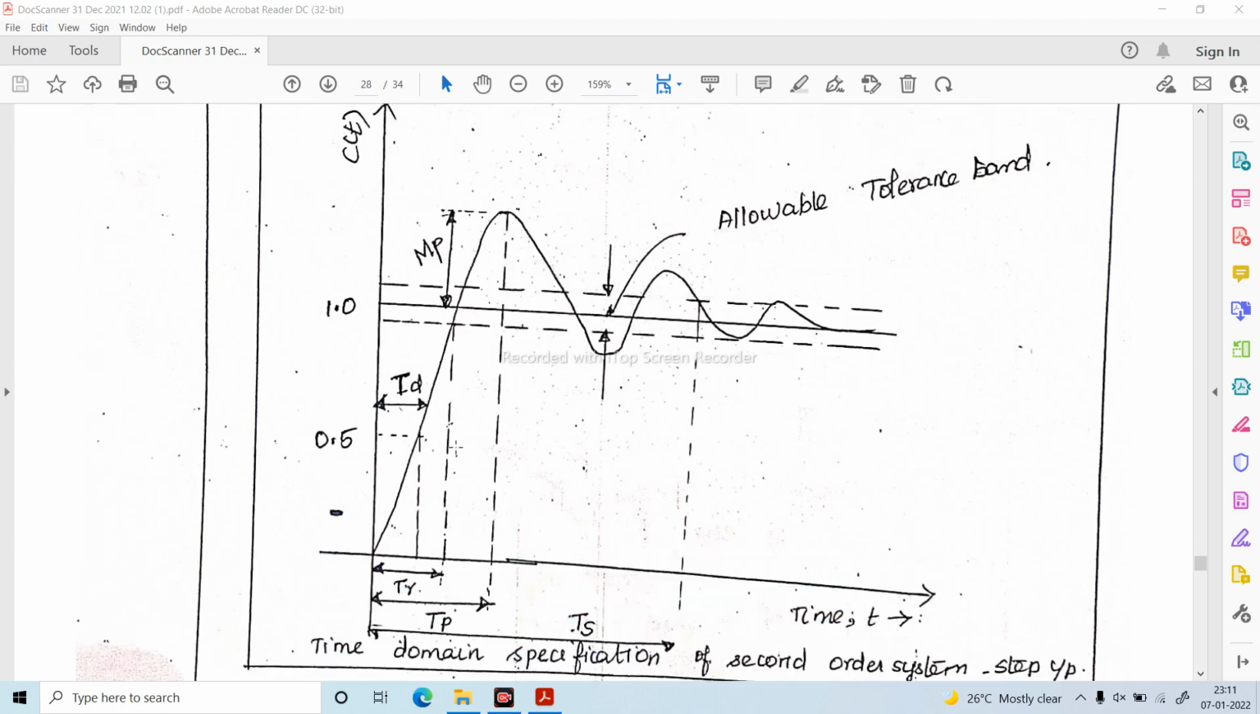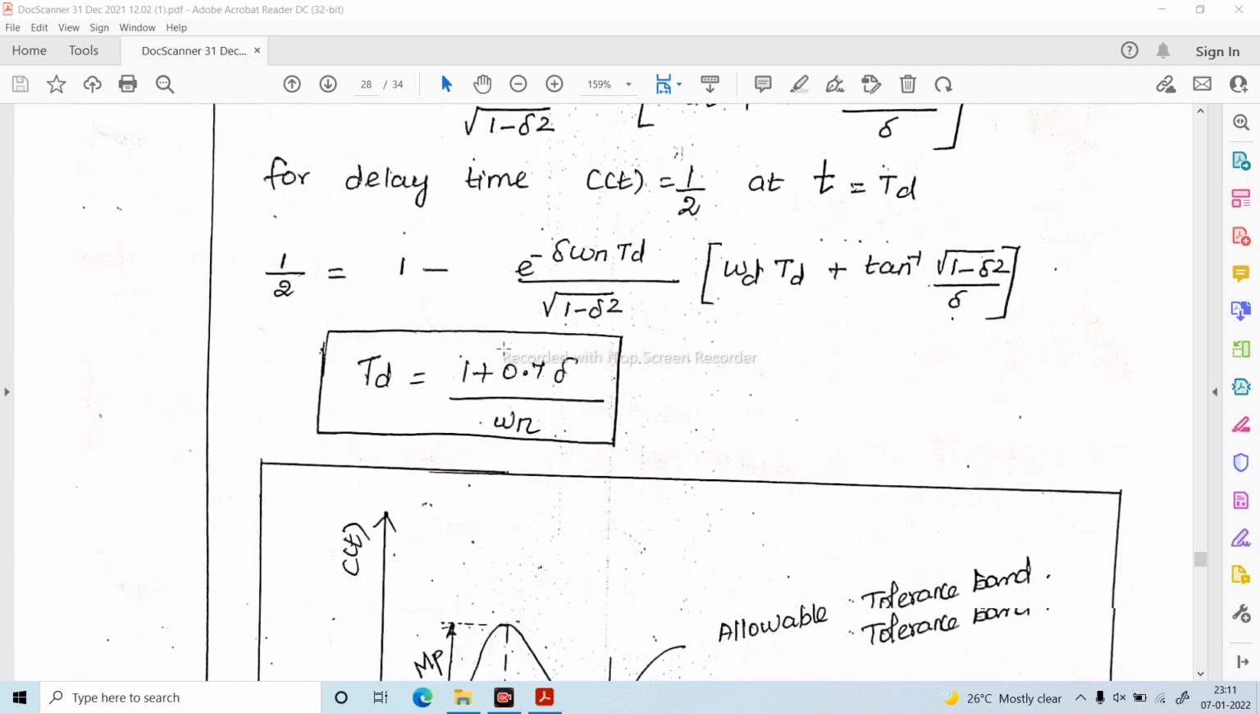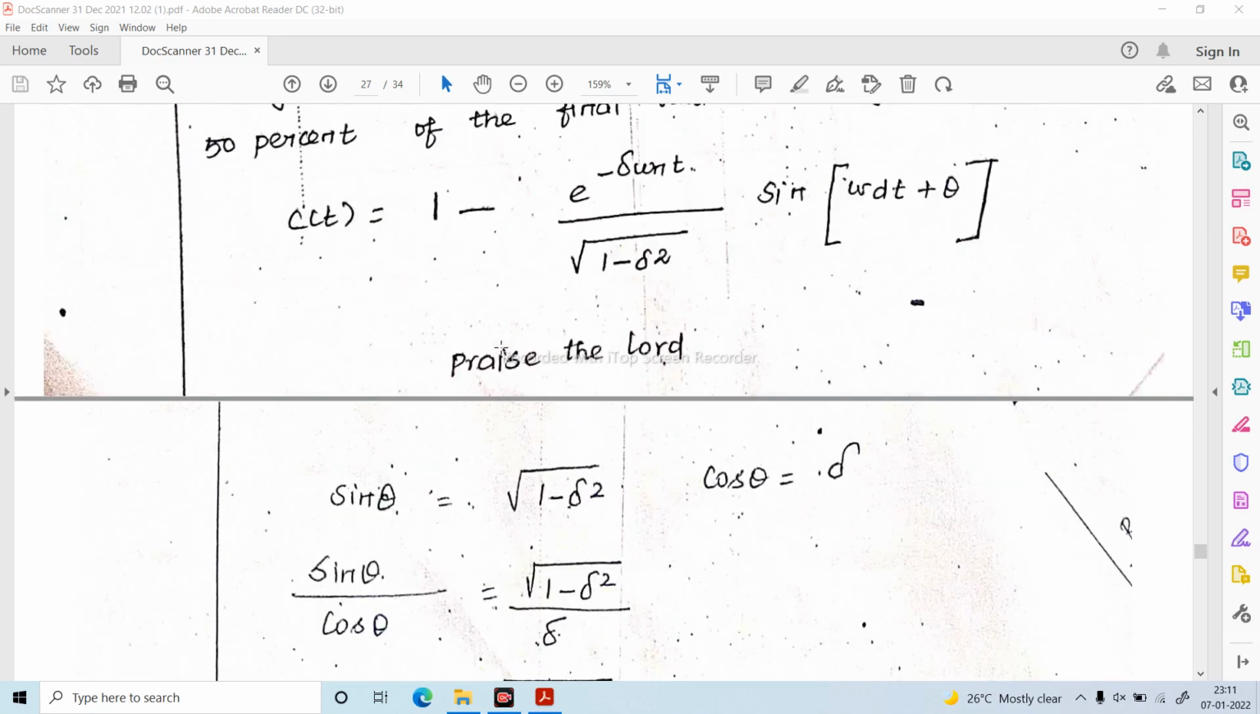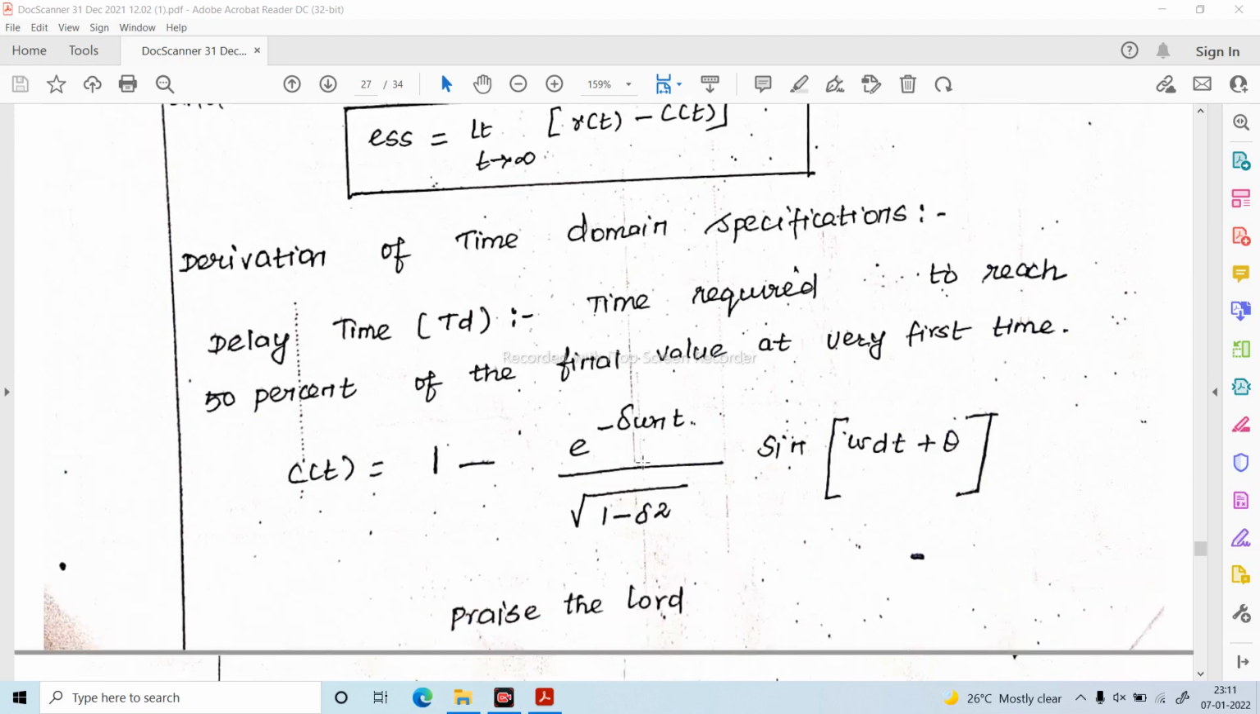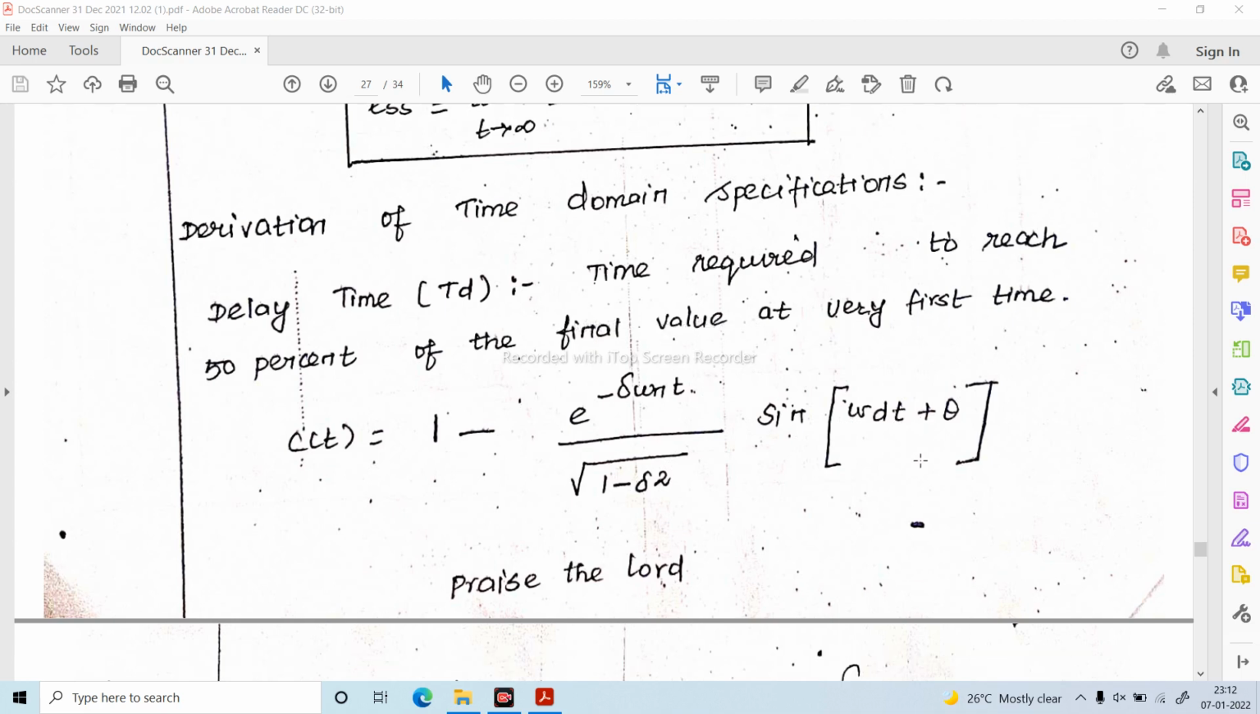Okay, the first derivation is the delay time. This is also an important derivation. In the delay time, the time required to reach 50% of the final value at the very first time. For deriving the delay time, we have to take C of T. C of T is the equation we already have from the second order system: 1 minus e power minus delta omega n t, divided by square root of 1 minus delta square, into sine of (omega d t plus theta).